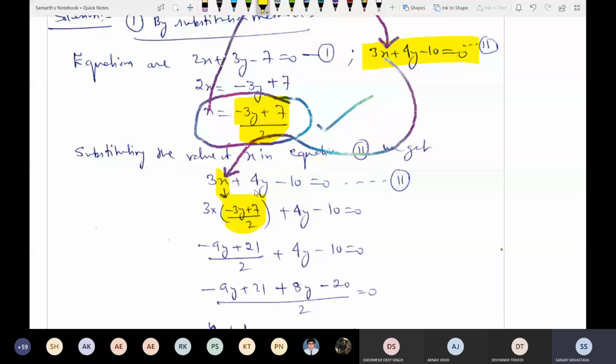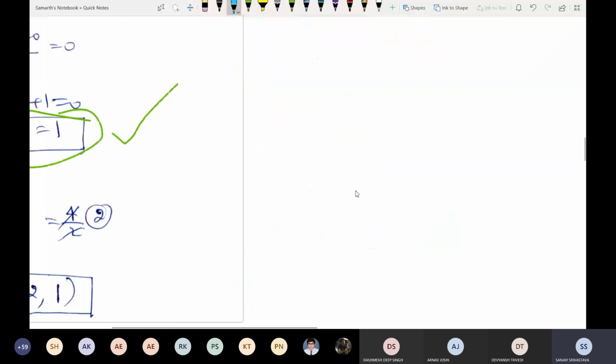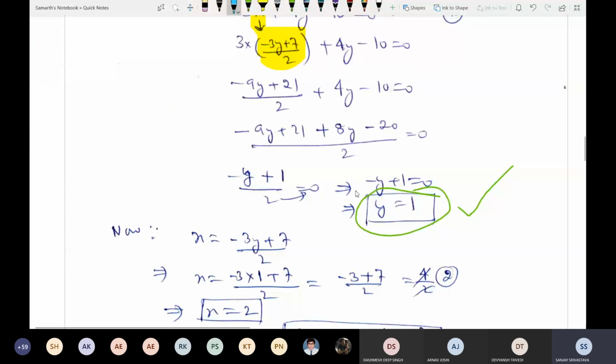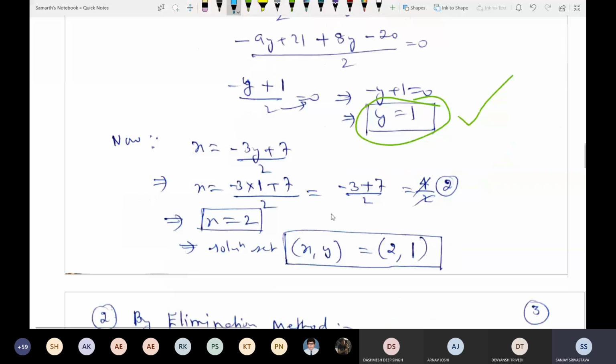Now I have taken 2 as the common LCM of all the terms. So you will get minus 9y plus 21, and plus 8y minus 20 equal to 0. When you multiply the denominator 2 with 0, it will be 0. On simplifying, you get minus y, because minus 9y plus 8y gives minus y, and 21 minus 20 gives plus 1, upon 2 as usual equal to 0. So minus y plus 1 equal to 0, because 2 into 0 is 0 only. So y is equal to 1. We have got the value of y as 1.